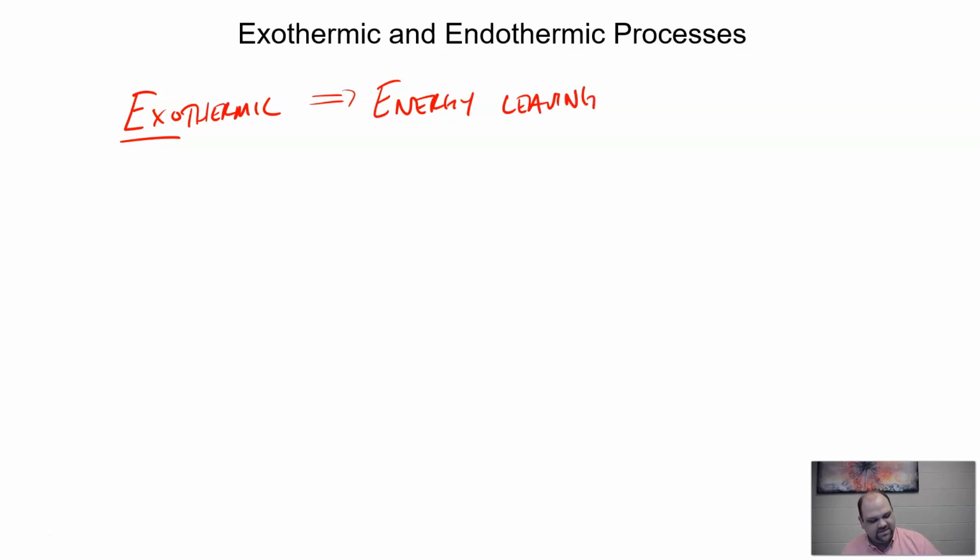And if it leaves the system, where does it go? Well, it's got to go to the surroundings. Remember, the surroundings are everything else. And so if it's exothermic, we have energy leaving the system. We think about this as giving off heat. Right? Usually that's accompanied by a decrease in temperature.